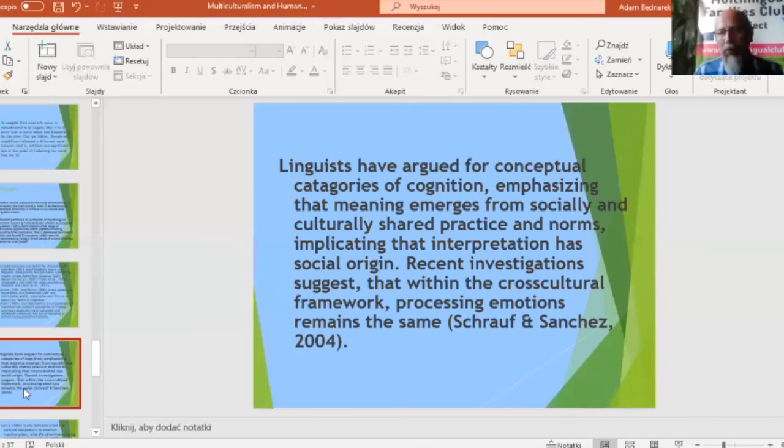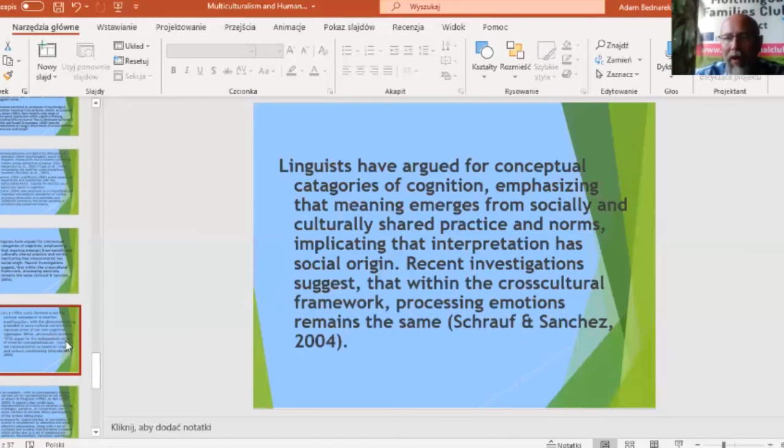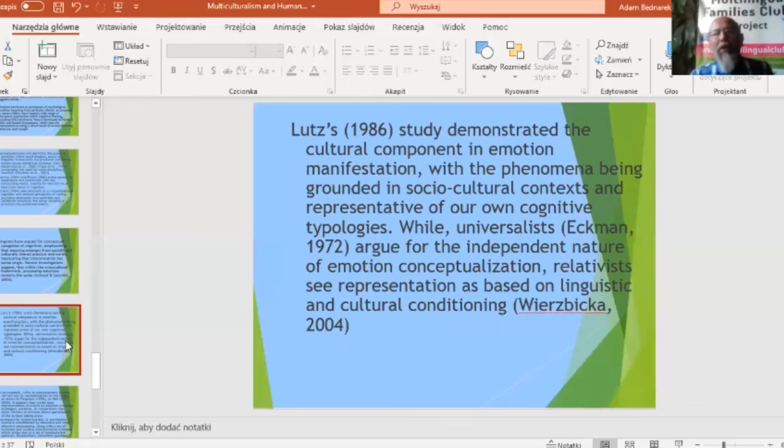It is individual dependent. So what I'm trying to say is that a key element in supporting or accepting cultural differences is acknowledging the fact that many of our perceptions are in fact a result of emotional approach. So let's study demonstrated the cultural component in emotion manifestation with the phenomena being grounded in social cultural contexts. While universalists argue for independent nature of emotion conceptualization, relativists see representation as based on linguistic and cultural conditioning.